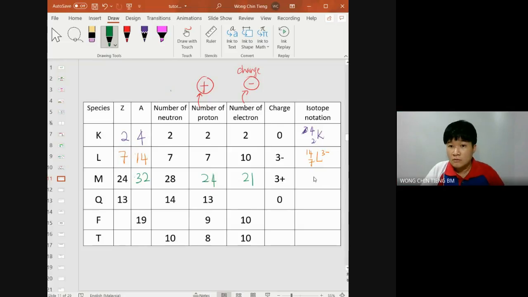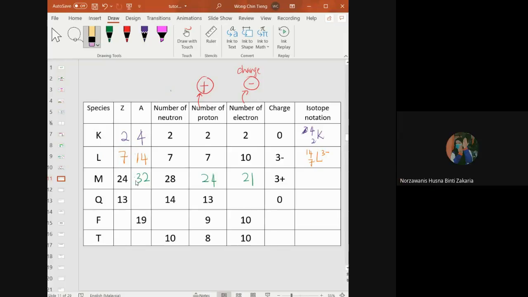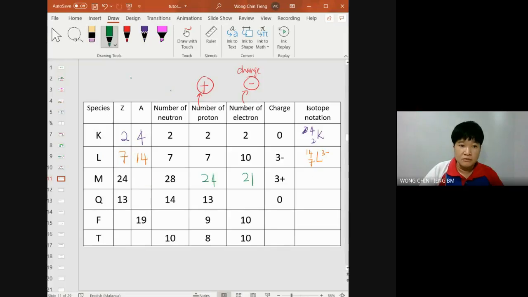Setuju ke semua? M, my Z is 24. My A is 32. Ke saya salah dengar? Yang lain jawapan? 52. Saya tersilap. 28 number of neutron tambah dengan proton. This is also actually proton, your Z. Okay? So neutron tambah proton. 24 plus 28. 52. So 52.